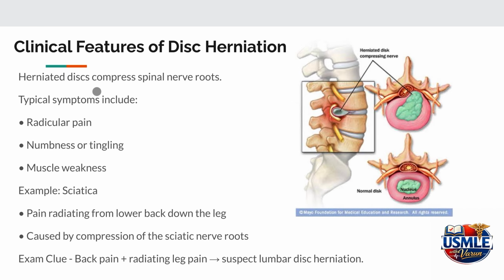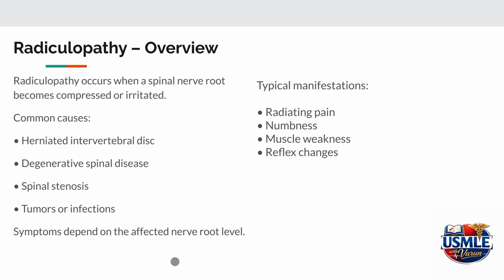When a disc herniates, it might compress the adjacent spinal nerve roots. This compression produces symptoms such as radicular pain, numbness, tingling, or muscle weakness. One classic example is sciatica. So, in sciatica, pain begins in the lower back. After beginning in the lower back, it then radiates down the leg along the course or path of the sciatic nerve. In questions, whenever there's a combination of lower back pain with radiating leg pain, it could strongly suggest lumbar disc herniation.